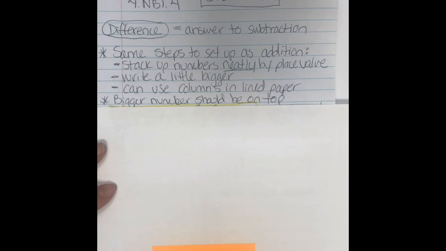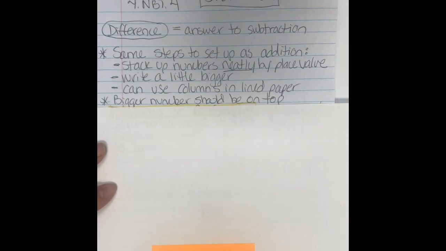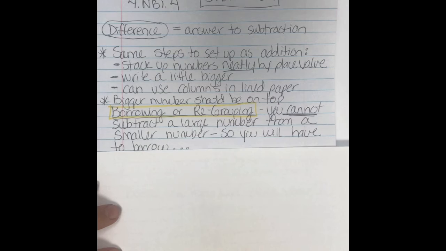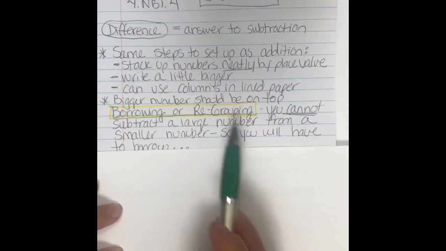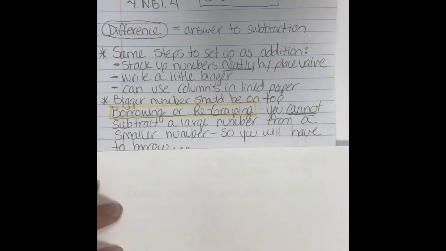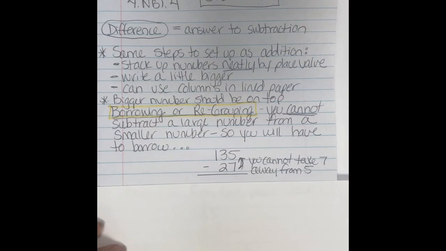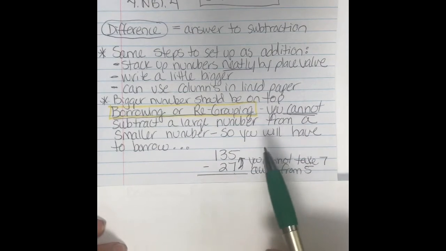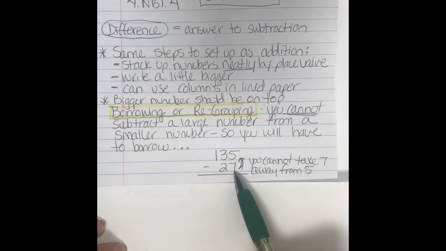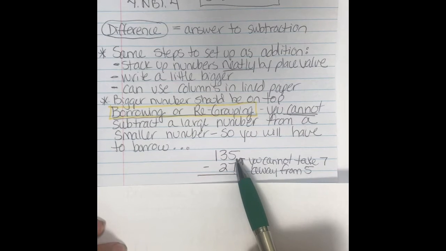Remember, when you're copying two numbers down to be subtracted, the larger number needs to go on top. When we subtract, we may need to borrow or regroup. Both of these words mean the same thing. You cannot subtract a larger number from a smaller number, so then you will have to borrow. For example, if I have this problem, 135 minus 27, I see here that I cannot take 7 away from 5, so I'm going to have to borrow.